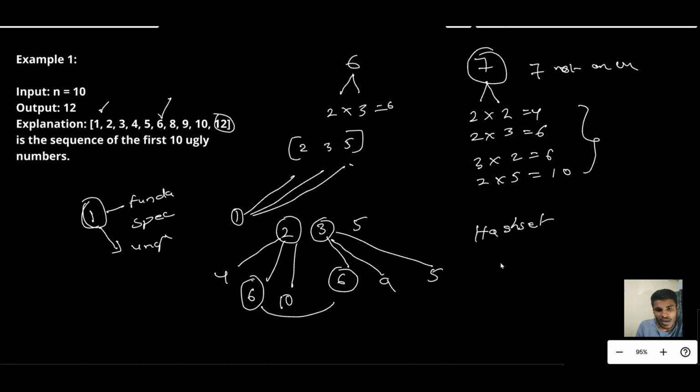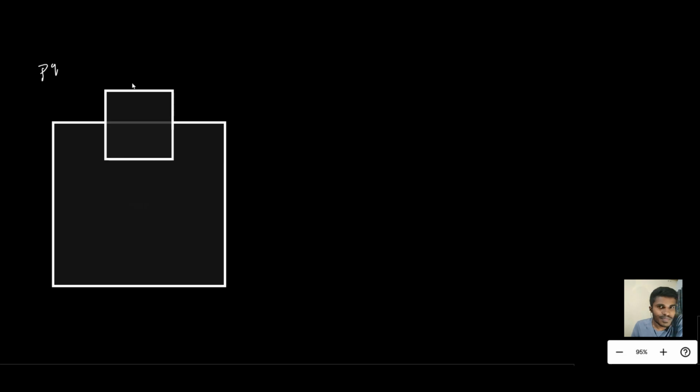And how do we find our nth ugly number? Here I'm going to use the priority queue data structure to find our nth ugly number. Now let me explain how to approach this question by using a priority queue. This is our priority queue, guys.